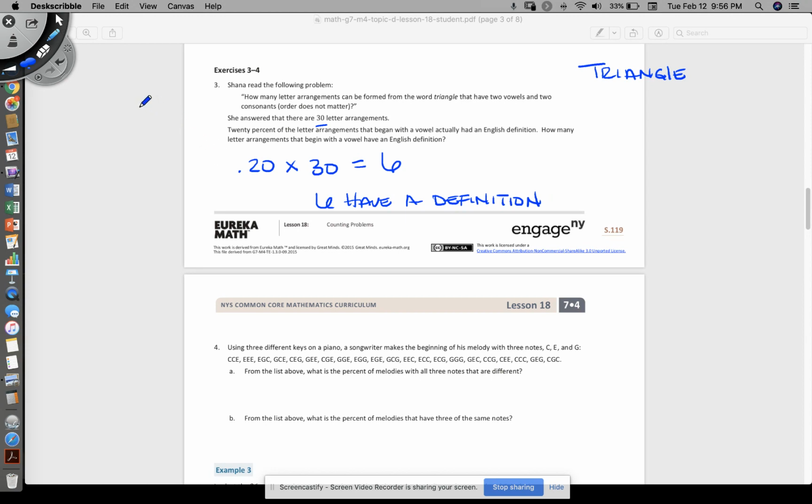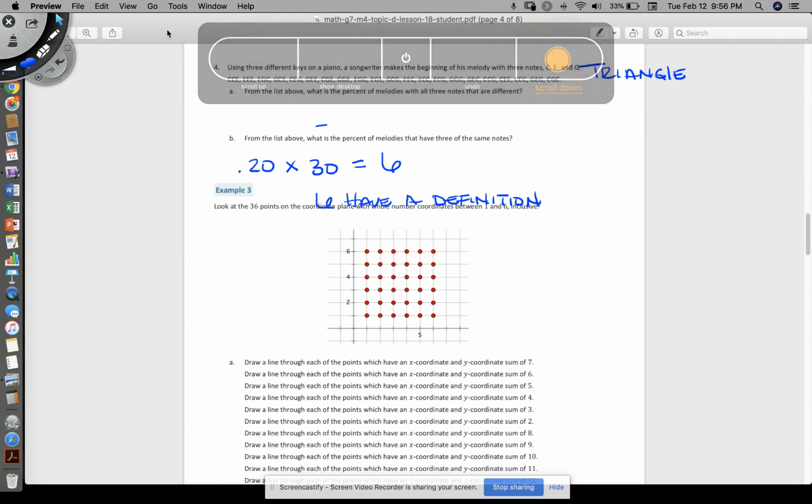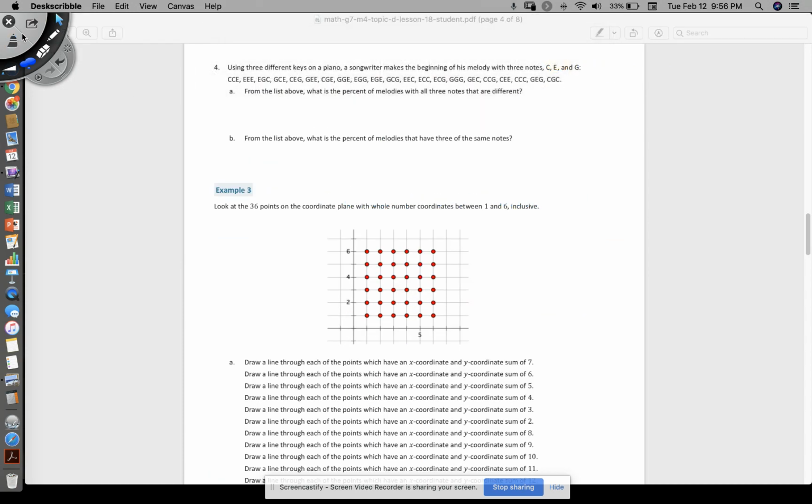All right, let's look at number 4. Number 4 says, using 3 different keys on a piano, a songwriter makes the beginning of his melody with 3 notes, C, E, and G. So wrote out all the combinations there. From the list above, what is the percent of the melodies with all 3 notes that are different? So which combinations here have all three letters basically involved?